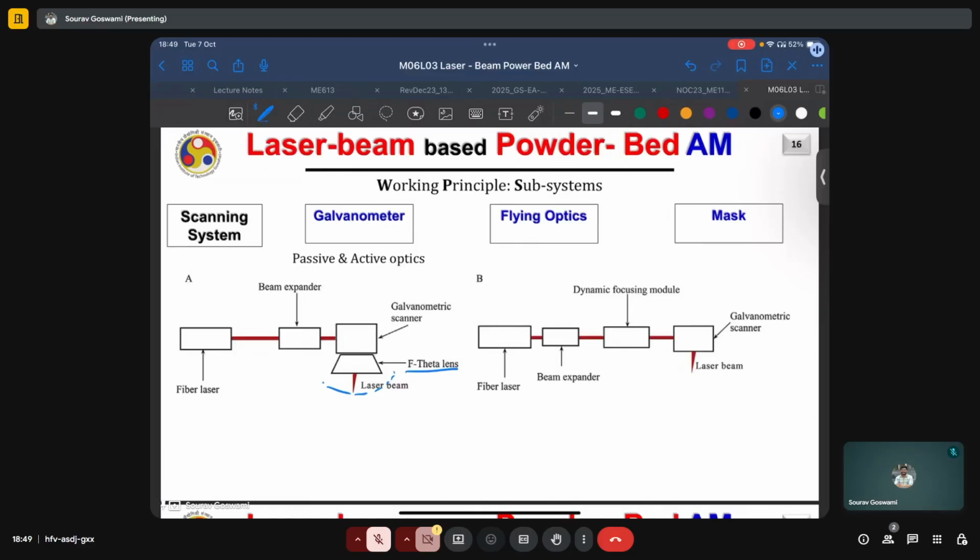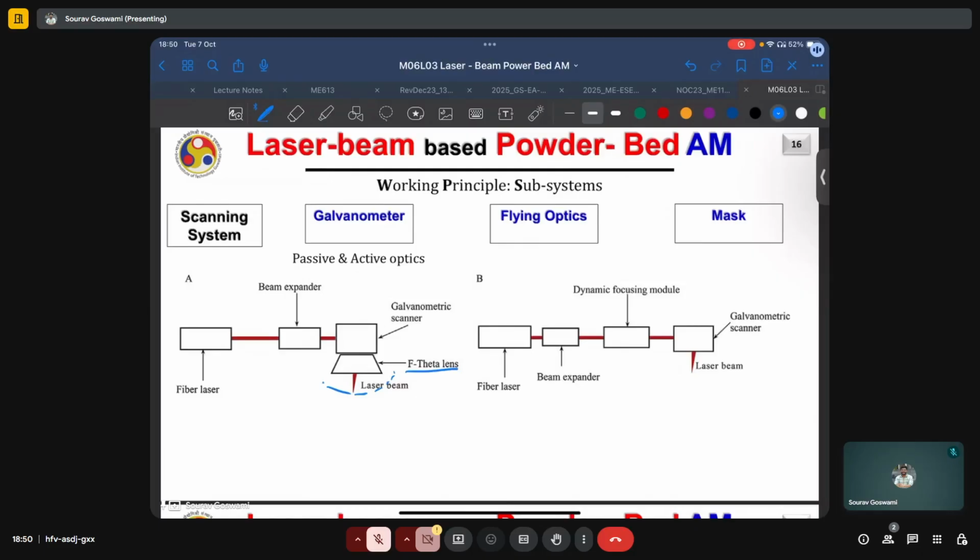Also, when we are deflecting far away from the optical axis, the beam shape and the energy distribution will change because far away from the axis, the beam will no longer continue to have a circular cross section. Rather, it will become elliptical. And so we have seen that in few machines, flying optics have been installed to take care of these effects.